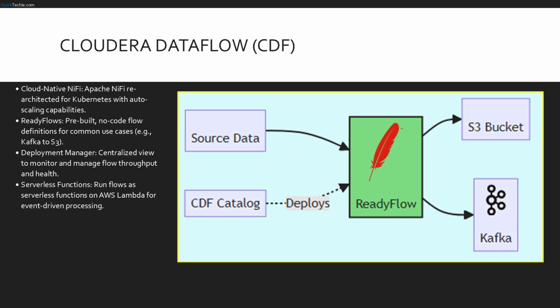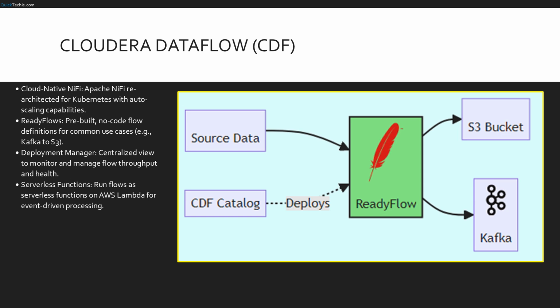Cloudera DataFlow, or CDF, handles data movement. This is Apache NiFi reimagined for the cloud. Instead of a static cluster, you create deployments. These can auto-scale based on data backpressure or CPU usage. A unique feature is Ready Flows, a gallery of Cloudera-certified flow definitions for common tasks like moving data from Kafka to S3. You simply select a ready flow, provide parameters like your bucket name, and deploy.